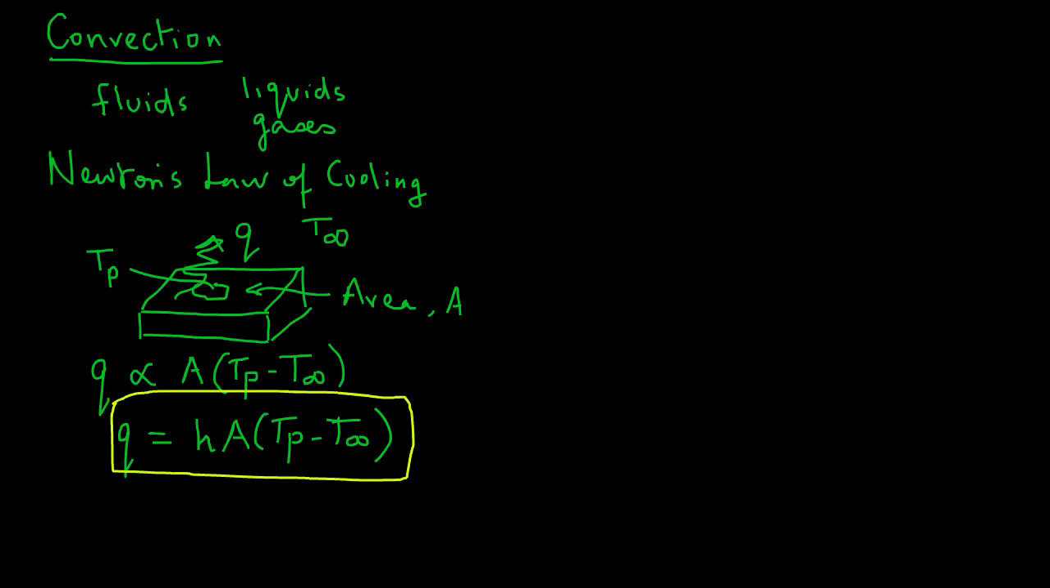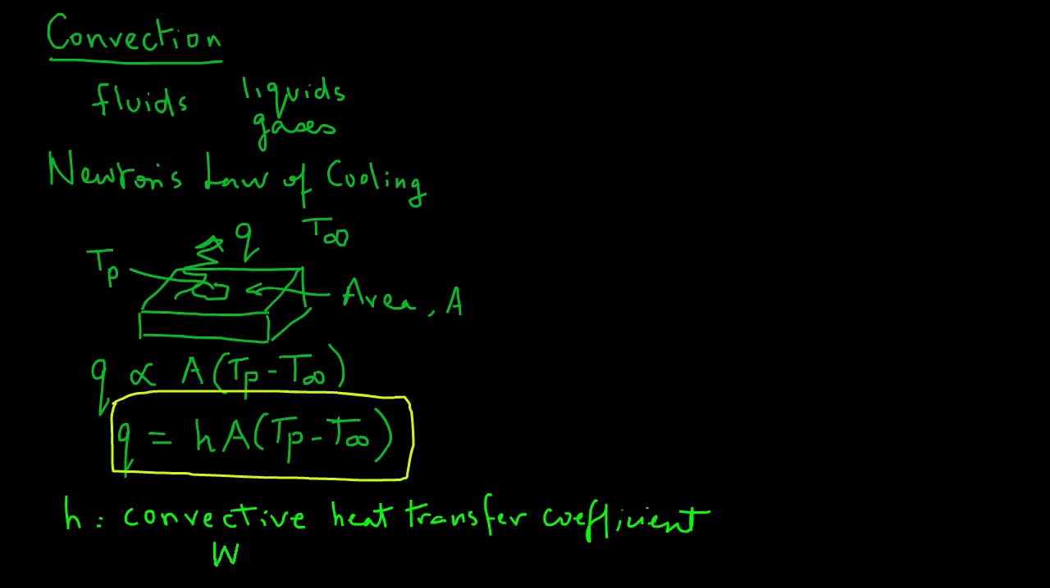Now H, the constant that we introduced, is called the convective heat transfer coefficient, and the units of this convective heat transfer coefficient are watts divided by square meter divided by degree C. So if we write that equation in terms of units, the units for H are watts per square meter degree C, times area in square meters, and the temperature gradient in degree C. So degree C's cancel out, square meters cancel out, and we are left with watts, which is of course the unit for rate of heat transfer.